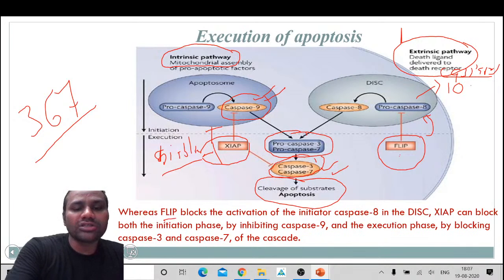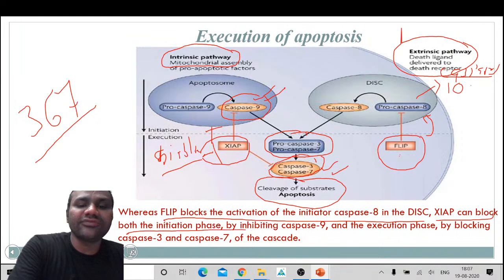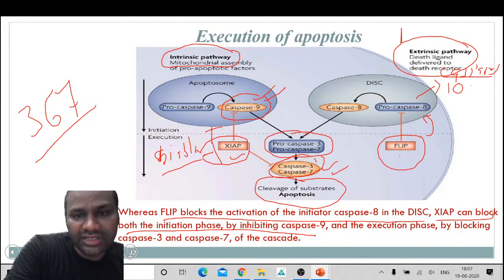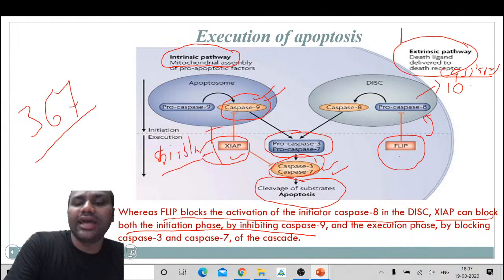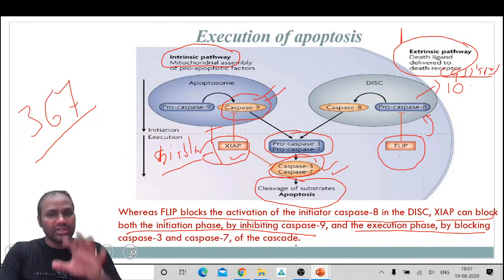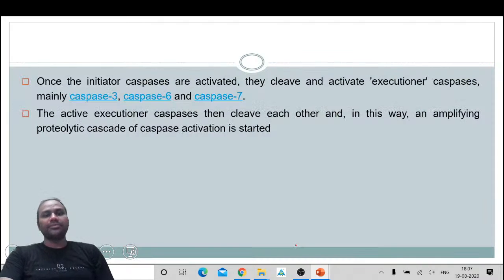Whereas FLIP blocks the activation of initiator caspase 8, XIAP can block both the initiation phase, by inhibiting caspase 9, and the execution phase, by blocking caspase 3 and 7 of the cascade. So this is about execution of apoptosis.